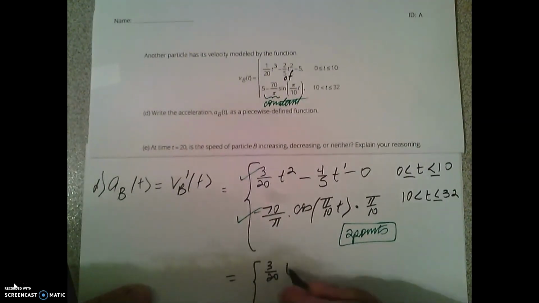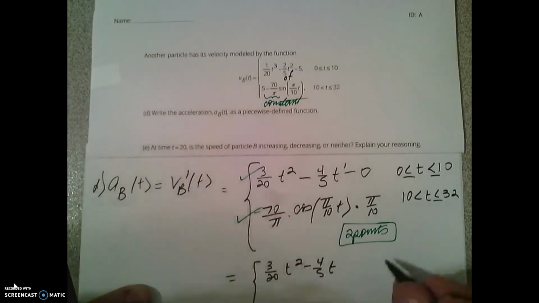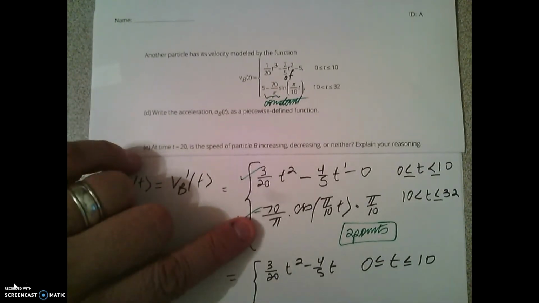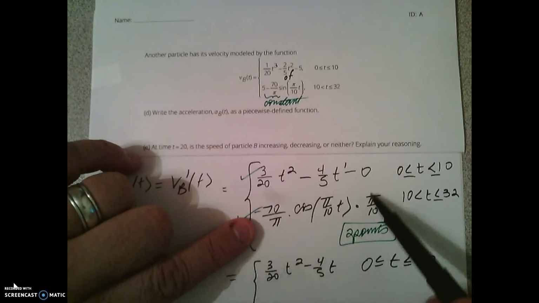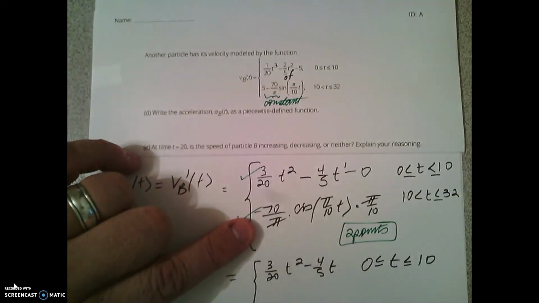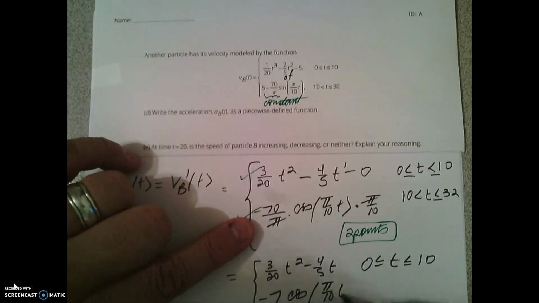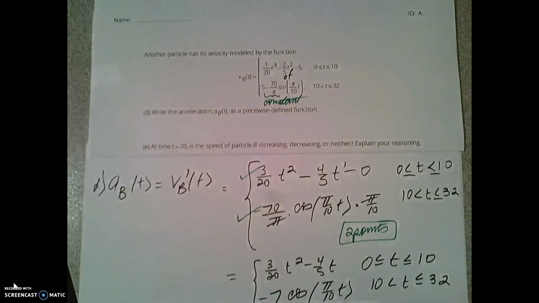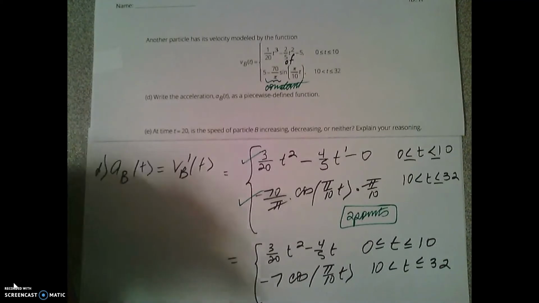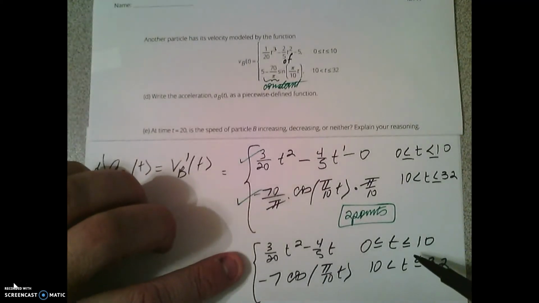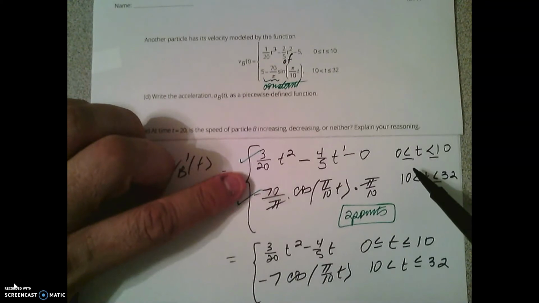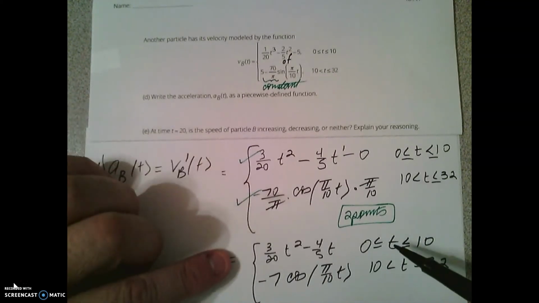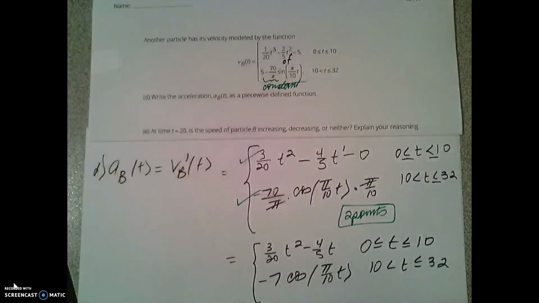For those of you that are itching to simplify, feel free. You're going to get 3/20th t squared minus 4/5 t on the time interval 0 less than or equal to t less than or equal to 10. Negative 70 over pi times pi over 10: the pi's will cancel out. Negative 70 over 10 is negative 7 cosine of pi over 10 times t for 10 less than t less than or equal to 32. When it comes to the free response portion of the test, there's no need to simplify, so the answer up here is just as good as the one down here. Done.